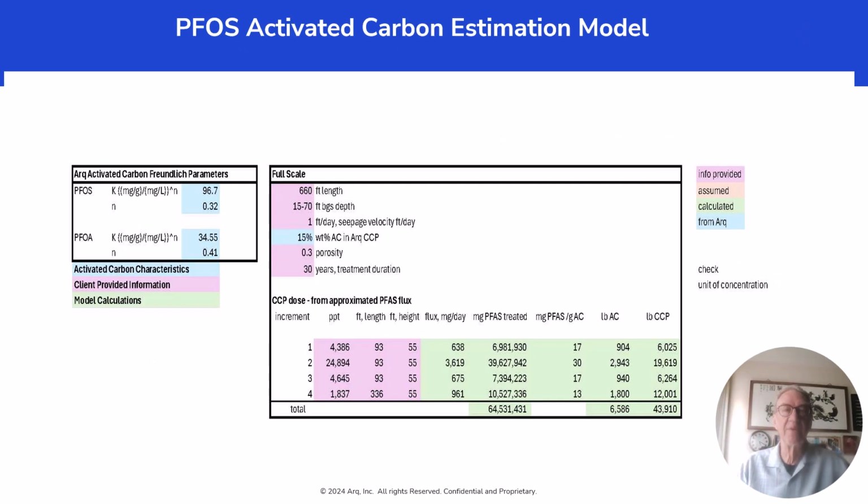Parameters from the Freundlich curve can be used to develop a model for project design. Client information is entered, and the model will estimate the amount of powdered or colloidal activated carbon needed for the project.